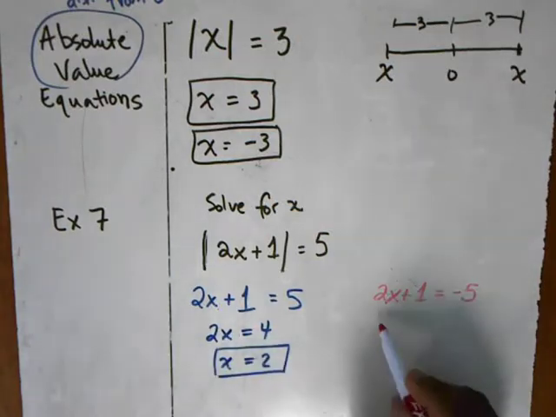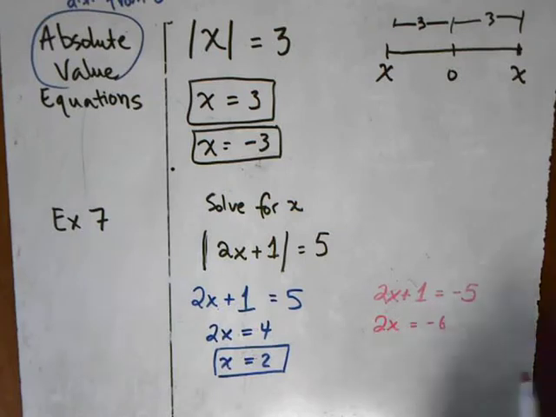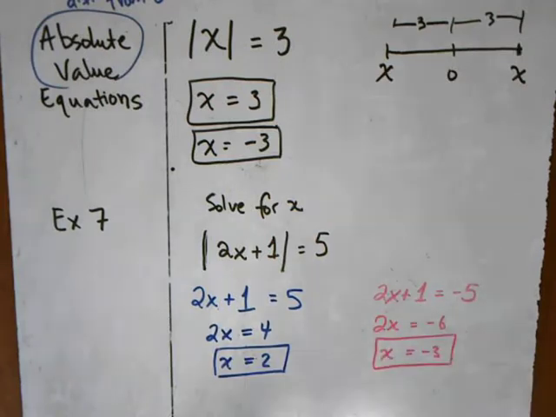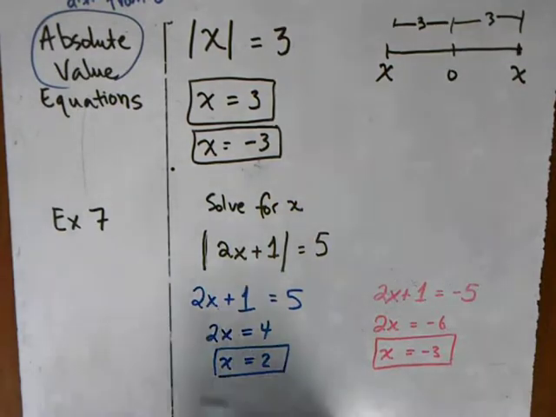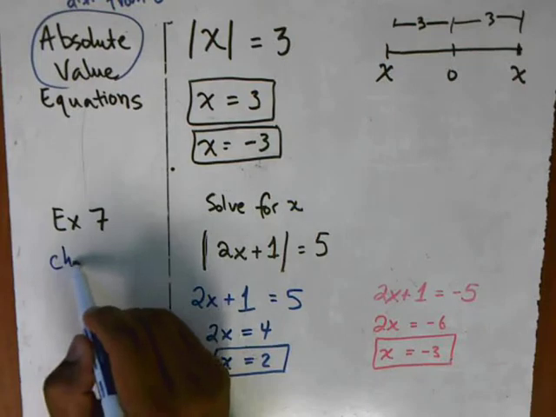Same thing here. Subtract 1 from both sides, you get 2x equals negative 6. And divide both sides by 2, you get x equals negative 3. And both of those are good answers. And it's very important that we check our solutions. I always get nervous when I see a negative answer and there's an absolute value involved. So let's check, and in fact, let's check both of these.